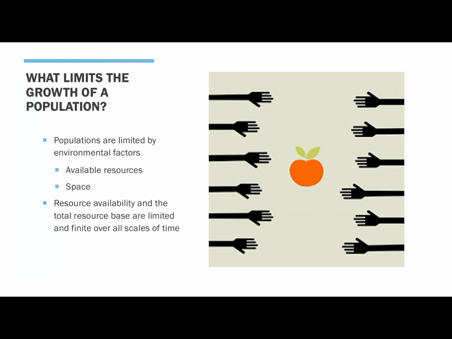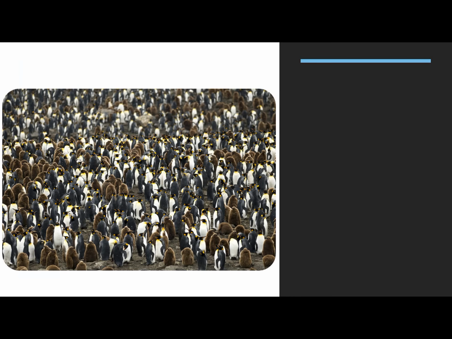So we've talked a lot about populations growing and carrying capacity, but what actually limits a population's growth? Populations are limited by environmental factors, such as the availability of resources or space. Resource availability and total resource base are limited and finite over all scales of time. So this is not just right now. It could be right now, but in the grand scheme of things, overall, there's a limited amount of resources. So this will control the overall population.